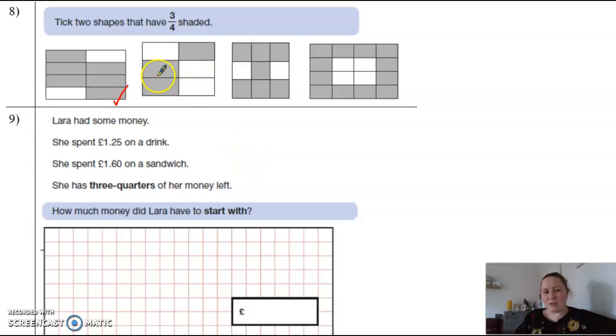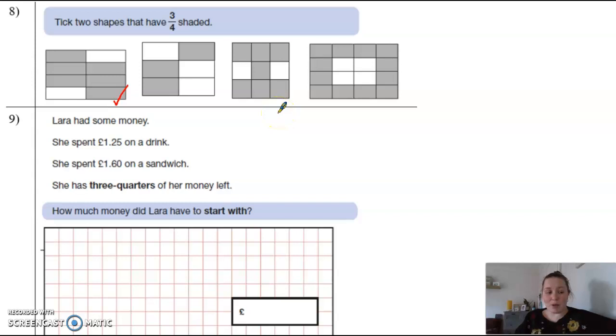It can't be right. It's got 3 out of 6 ticked, which I know is a half, and it's not the same as 3/4. This one is out of 9, and it's got 7 out of 9 ticked. Nothing out of 9 will be equivalent to 3/4, so it's not going to work. I'm not going to tick it.